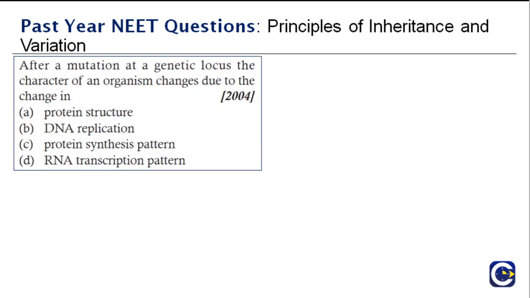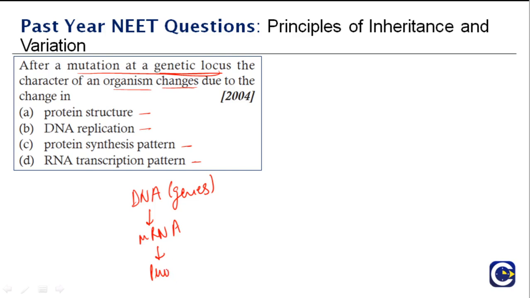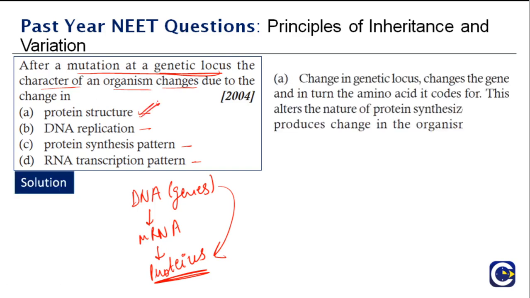After mutation at a genetic locus, the character of an organism changes due to change in what? If there is a mutation in DNA, the character of an organism changes due to change in protein structure, DNA replication, protein synthesis pattern, or RNA transcription. DNA has genes which are converted to mRNA and then expressed in the form of proteins. So the expression form of the genes is always proteins. So after a mutation at a genetic locus, the character of an organism changes due to changes in protein structure.